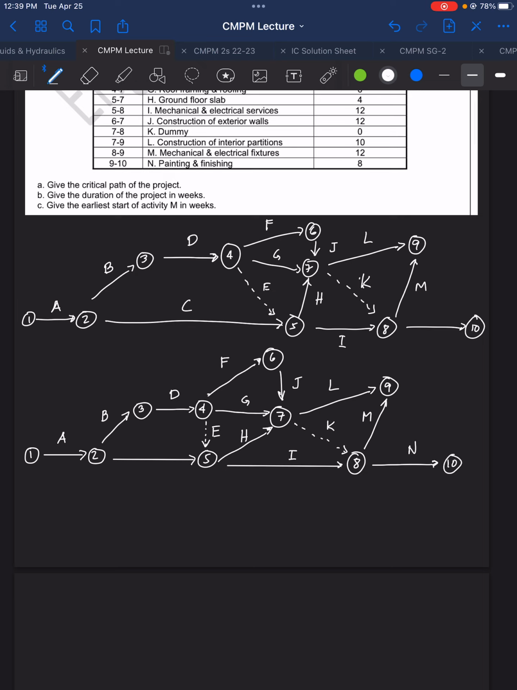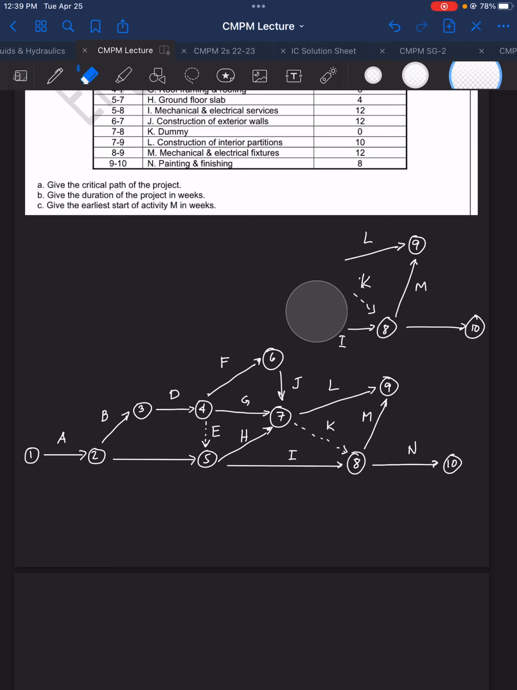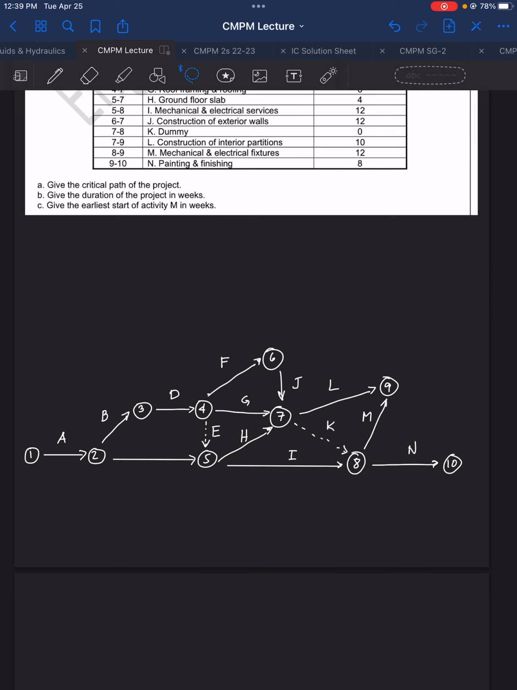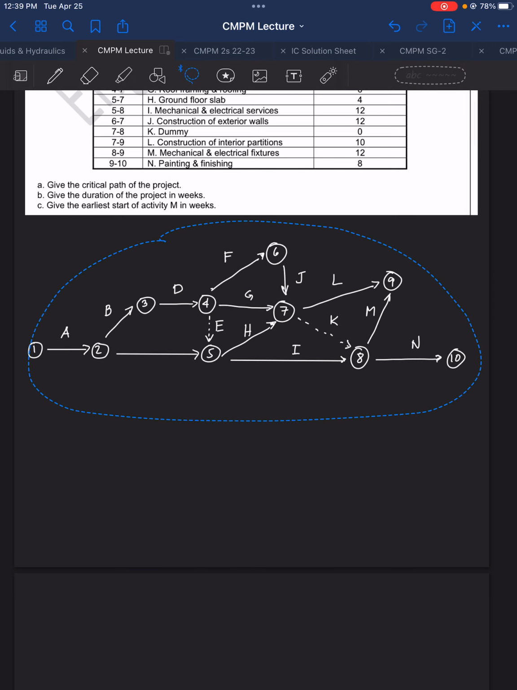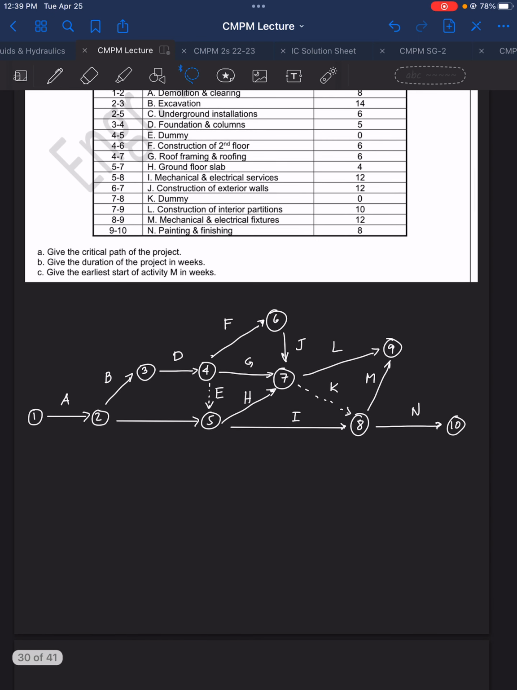Okay, so it's now complete. Let's erase this one here. I cannot say this is much better, but maybe a little bit more presentable than the previous. Okay, and then let's put the duration.